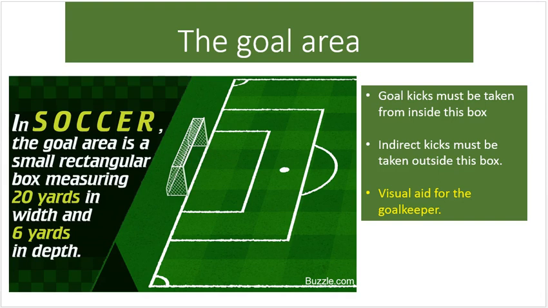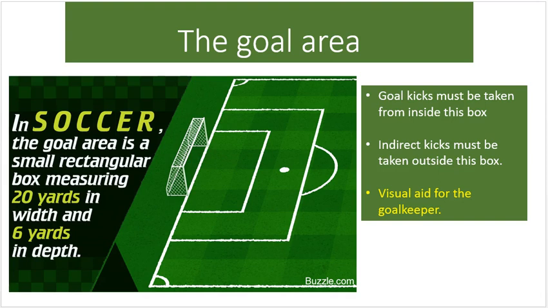So let's move on and talk about the goal area. The goal area is a small rectangular box measuring 20 yards in width and 6 yards in depth. This is a place where goal kicks must be taken from inside this box. Any fouls that result in an indirect kick inside the penalty area have to be taken outside the box, and the 6-yard box also serves as a visual aid for the goalkeeper.